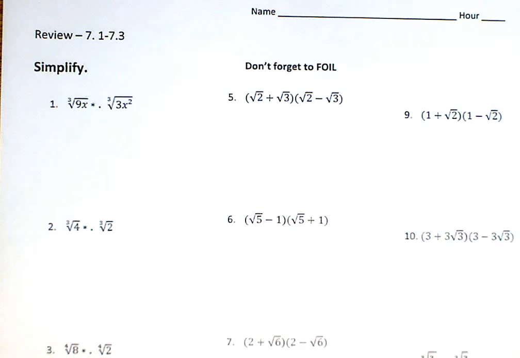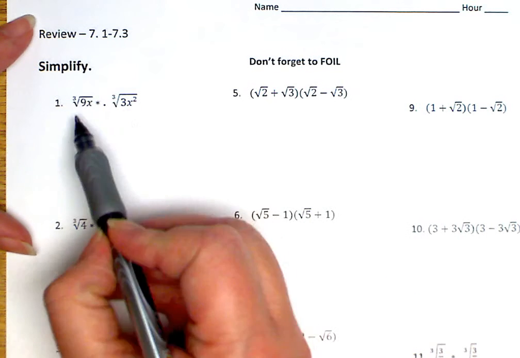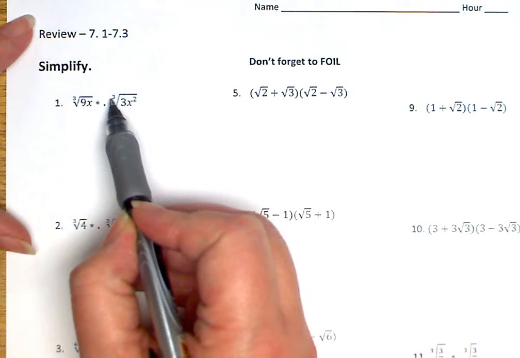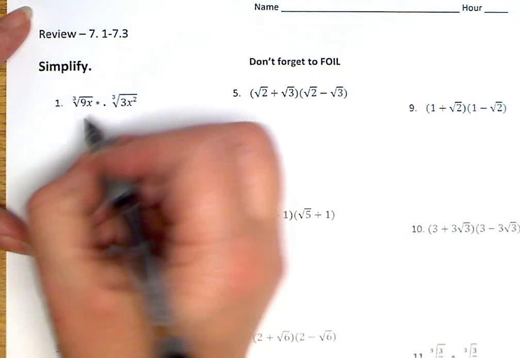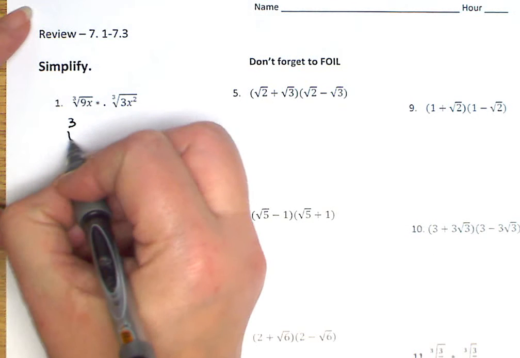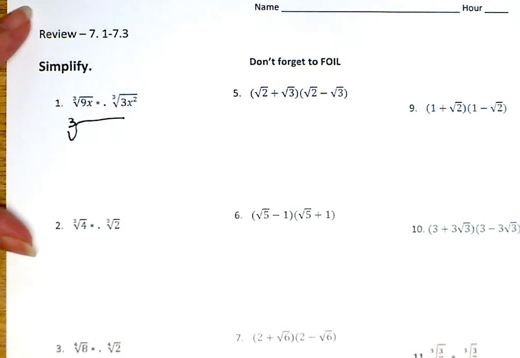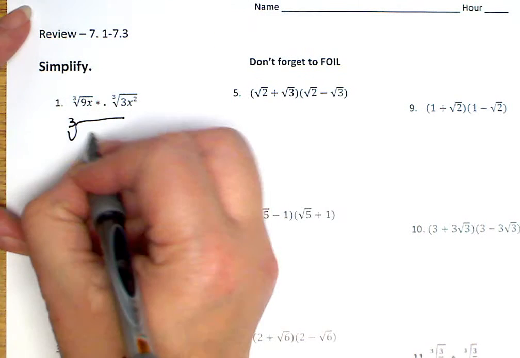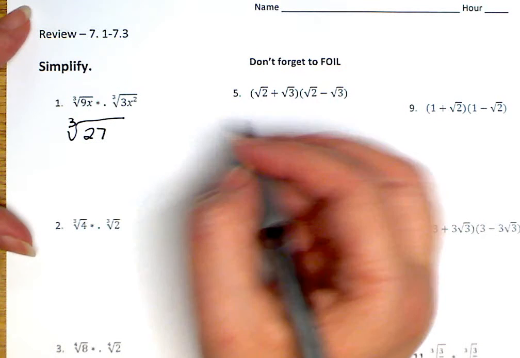That you understand this concept before we go on today. All right, so the first thing you need to know is whenever you are multiplying radicals, as long as they're the same radical, you just multiply what's underneath. So you would go the cube root, and then you would say 9 times 3. What is 9 times 3? 27. X times x squared is x to the third.